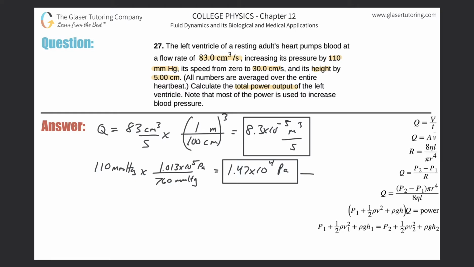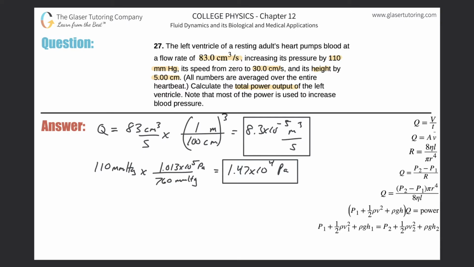That's going to be basically P1. Then they also tell us its speed goes from 0 to 30 centimeters per second. Now, they don't have the delta values in here, meaning it doesn't show you change in velocity, it just says V2, but really it should be delta V, okay? And this should also be delta H, okay? And also this should be delta P. They should all be change values.